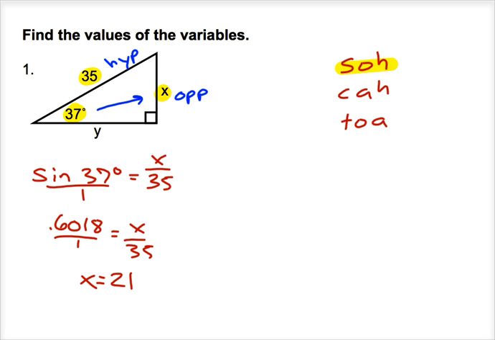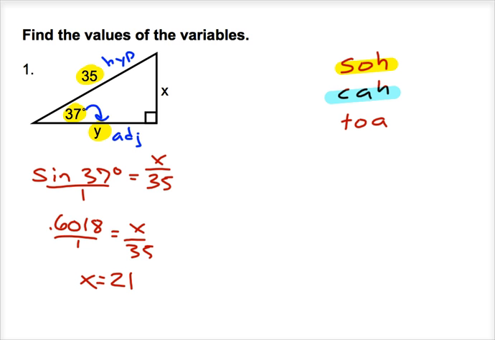How do I find the value of y? I go back up to my diagram. I'm still going to use the 37 degrees, it's the only one I have. I'm going to use the y, and I'm going to use the other exact value, which is the 35. Now I have the adjacent side, and I still have the hypotenuse. So if I'm doing adjacent and hypotenuse, I'm using the cosine.